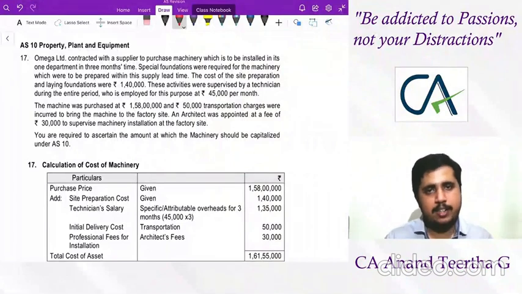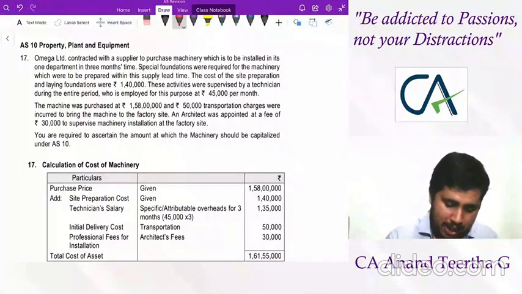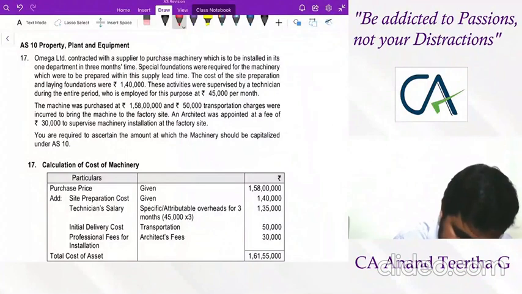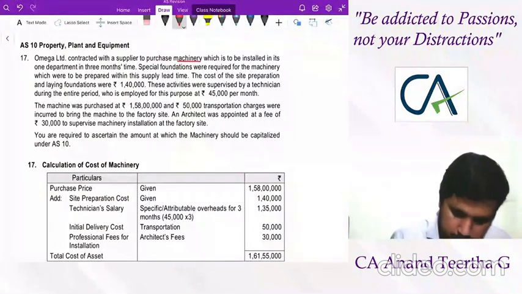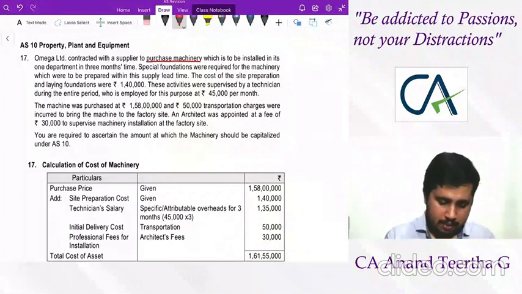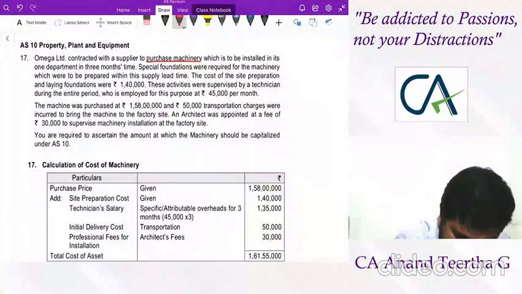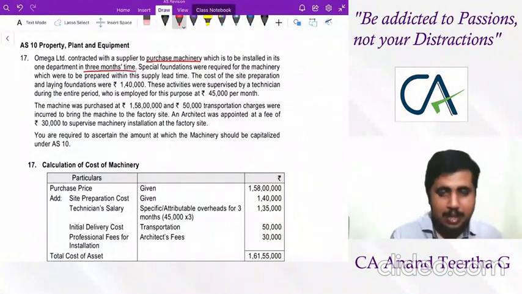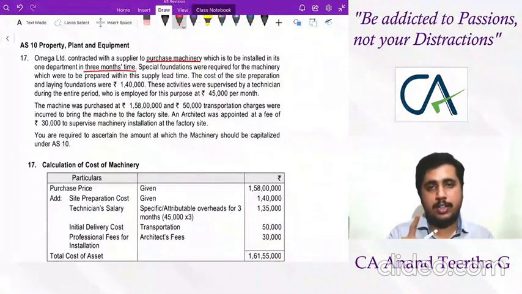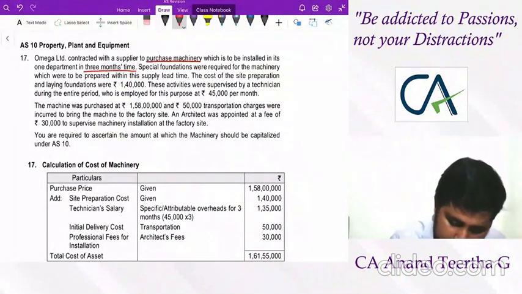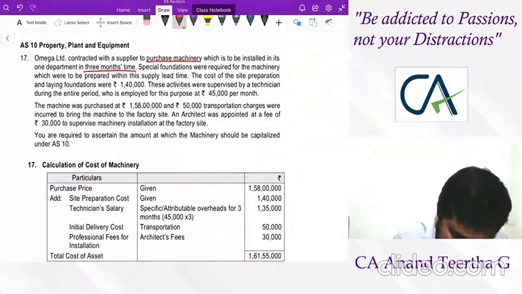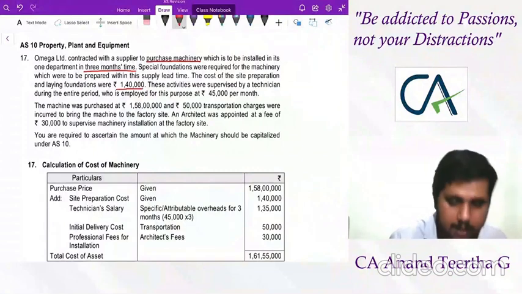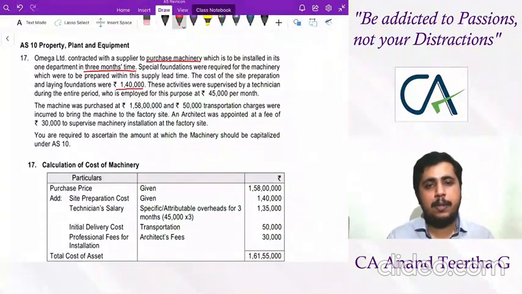So basically in this question, what's happening here? We are purchasing the asset, machinery, and it will be installed in our department in 3 months' time. So the time allotted is 3 months. Special foundations were required for the machinery and the cost of site preparation was 1,40,000. Remember, cost of site preparation is a directly attributable cost. It is allowed to be added to the value of the asset.